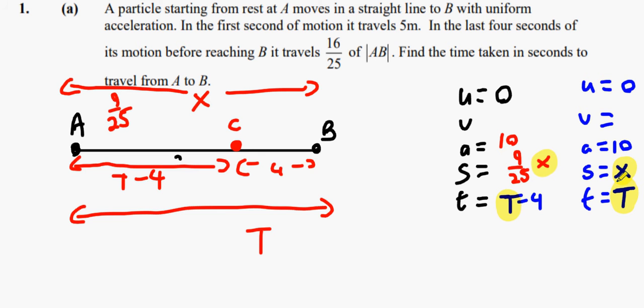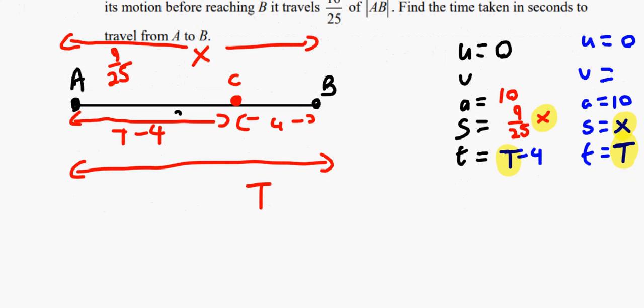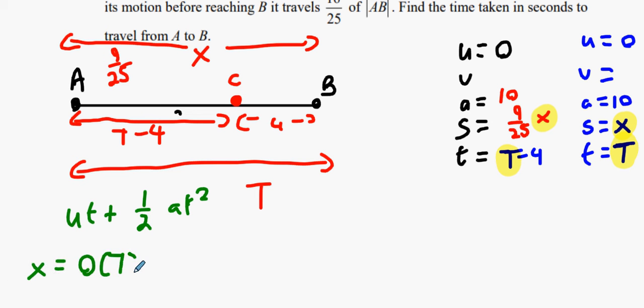Okay? So here's what we're going to do. We're going to start off easy. We're going to get the total distance x. So we're going to use ut plus a half at squared. And here's what we're going to do. We're going to use x equals ut, which is 0 times T, plus a half, 10 times T squared.